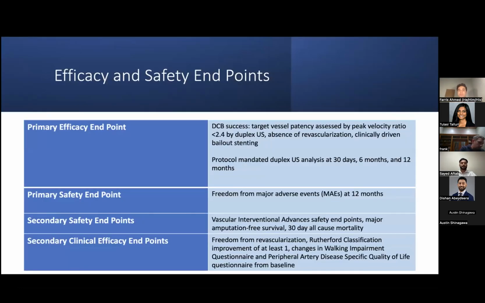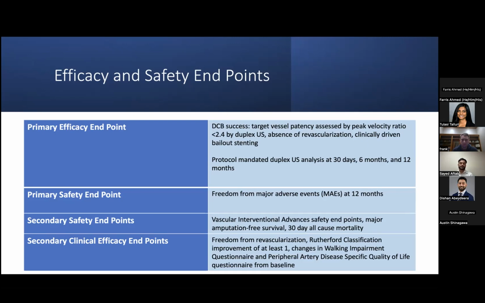Now to get into the meat of the clinical trial. The clinical trial was assessed through specific efficacy and safety endpoints. So for efficacy, the main point was drug-coated balloon success, or drug vessel patency assessed by peak velocity ratio less than 2.4. So a peak velocity ratio is defined as peak systolic velocity in that particular area of interest divided by systolic velocity in the upper normal proximal segment. So for example, a ratio of 2 denotes a 50% stenosis. And as that ratio decreases, for example, post-treatment, that would denote a corresponding decrease in stenosis.